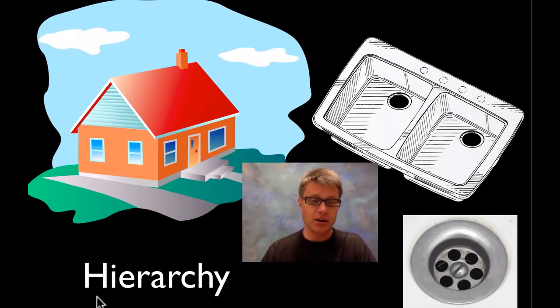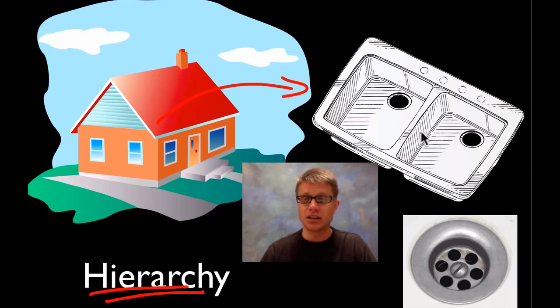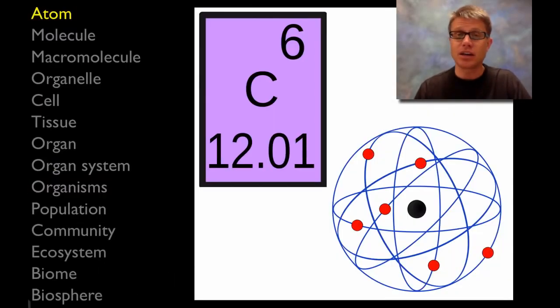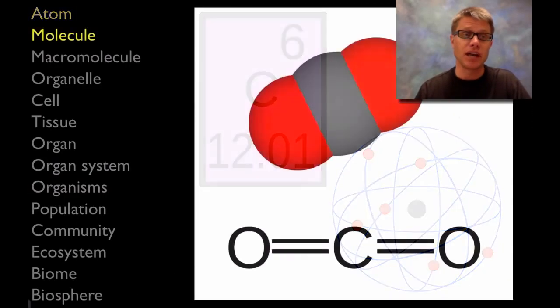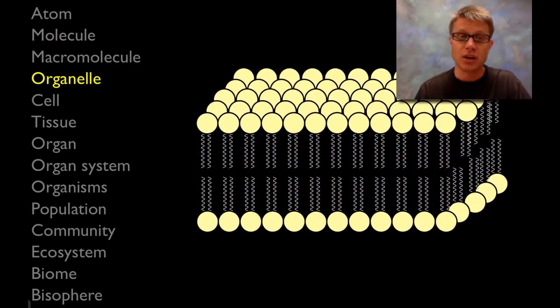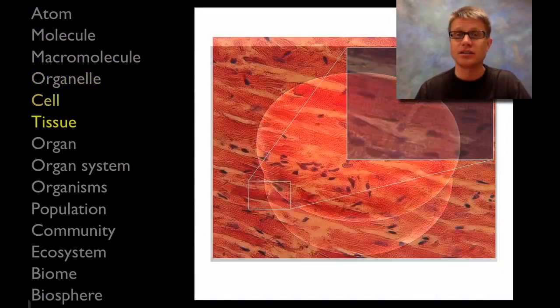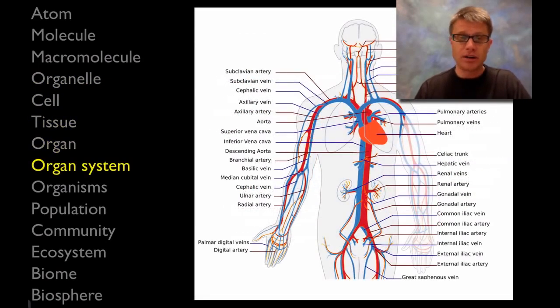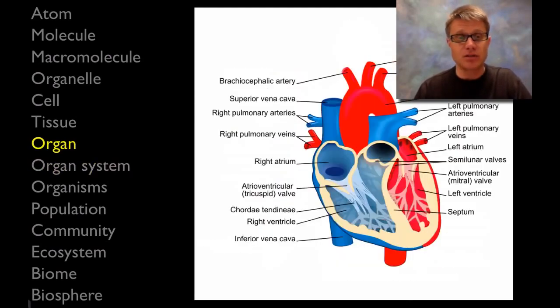Another thing that's important is hierarchy. In other words, in a house, you've got a kitchen. In that kitchen, you've got a sink. In that sink, we've got a drain. So we've got parts that make up that whole of the house. And same thing inside biology. We start at the level of an atom, which comes together to form molecules, macromolecules, organelles, cells, tissues, organs, organ systems.